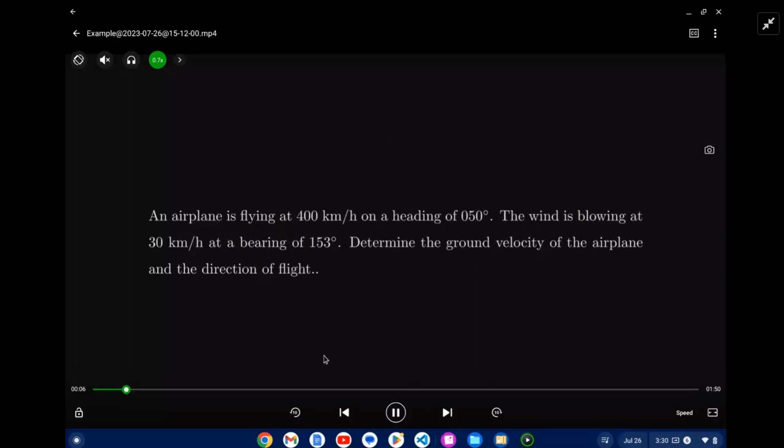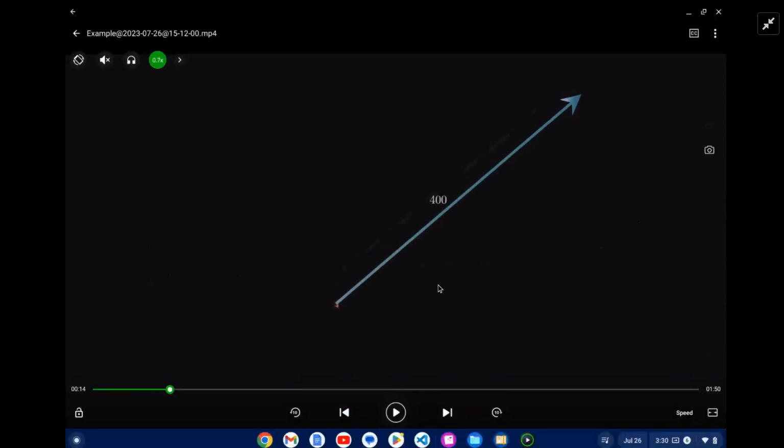Okay. So let's look at our flight first in terms of a vector. The vector has a magnitude of 400 and the bearing is 50 degrees from the north. Now we're going to look at the wind as a vector. That's 30 kilometers per hour. That's the magnitude, and the direction is 153 from the north.